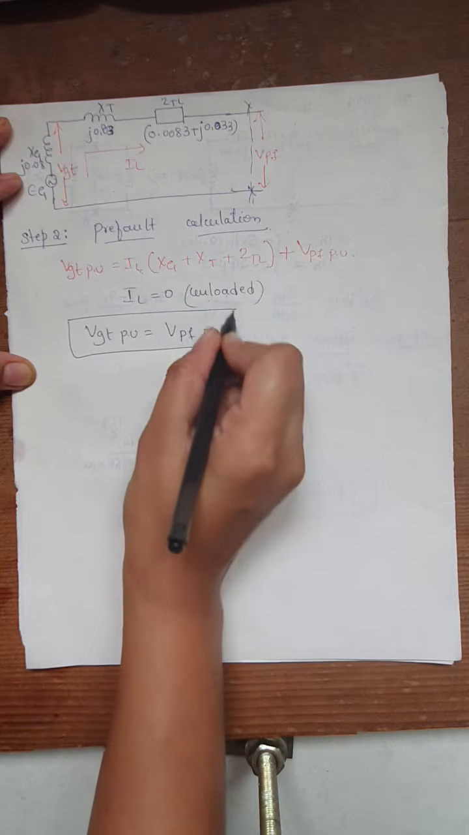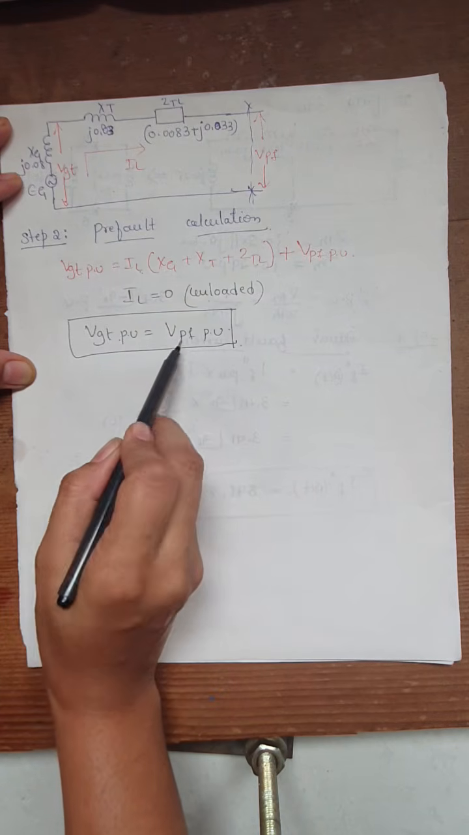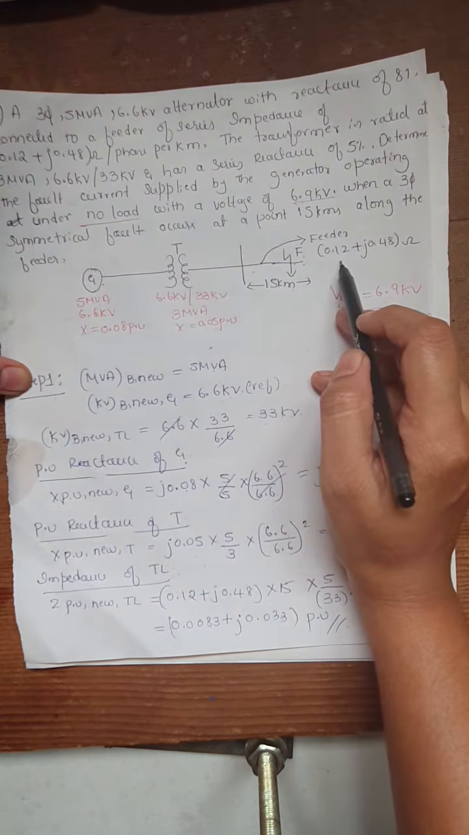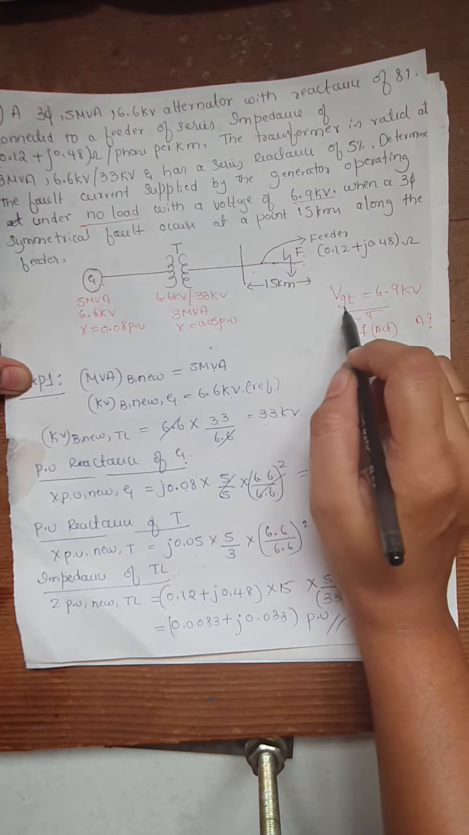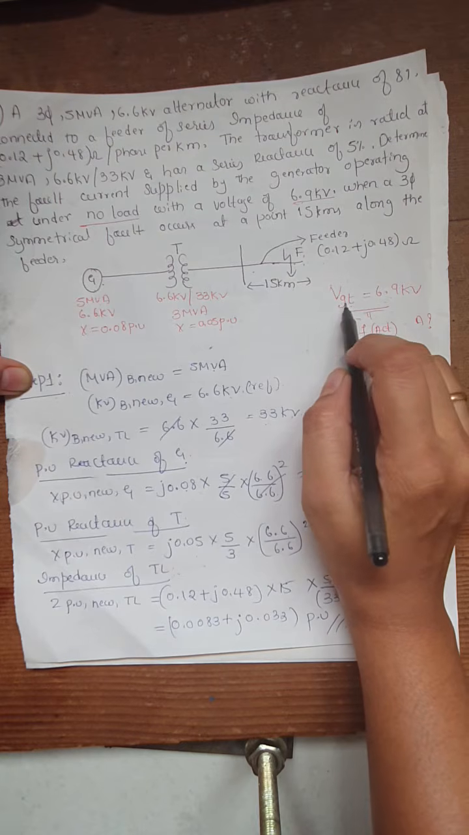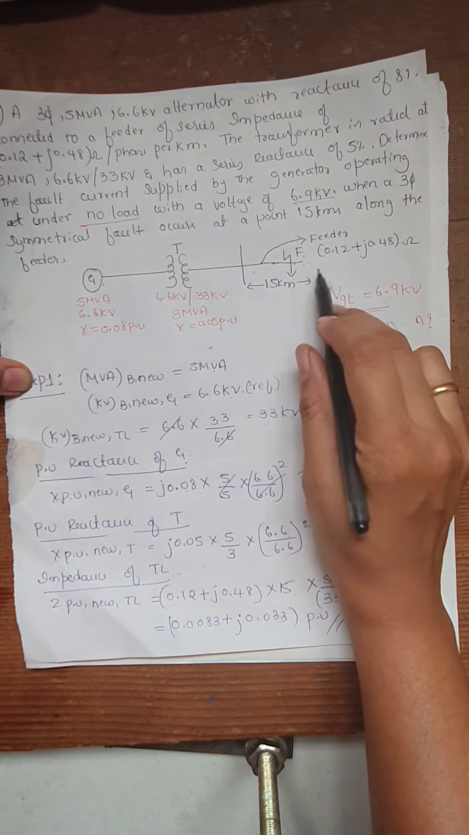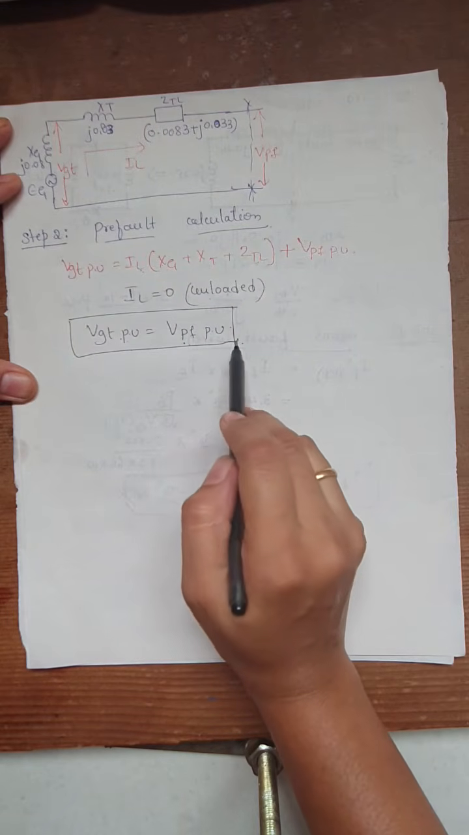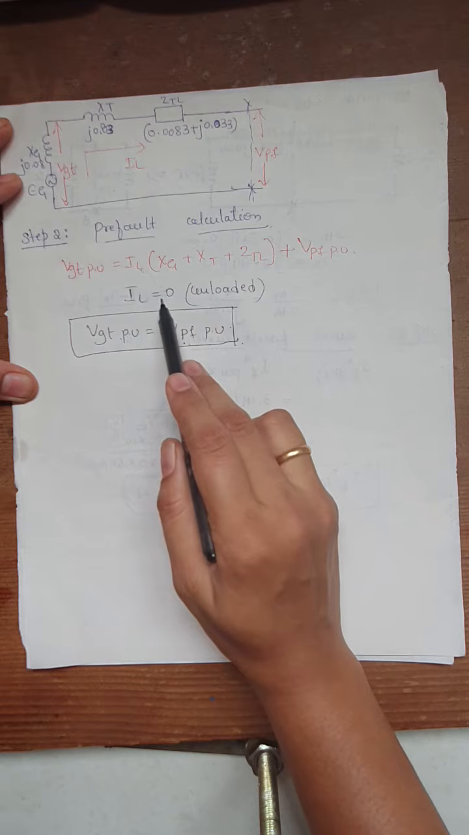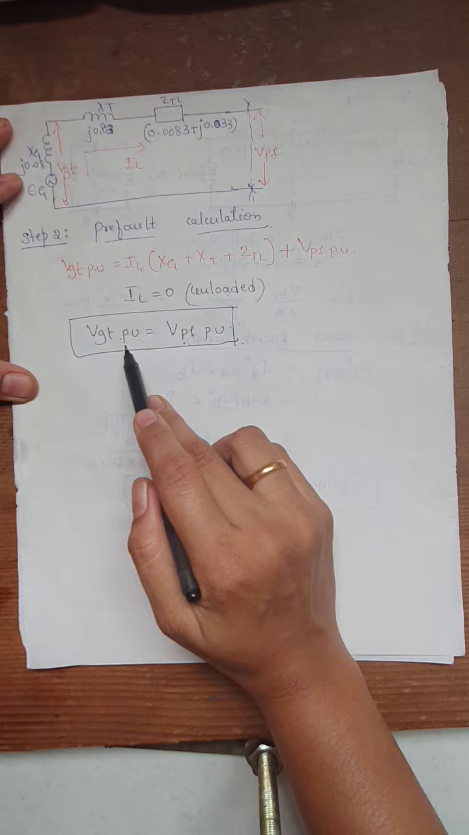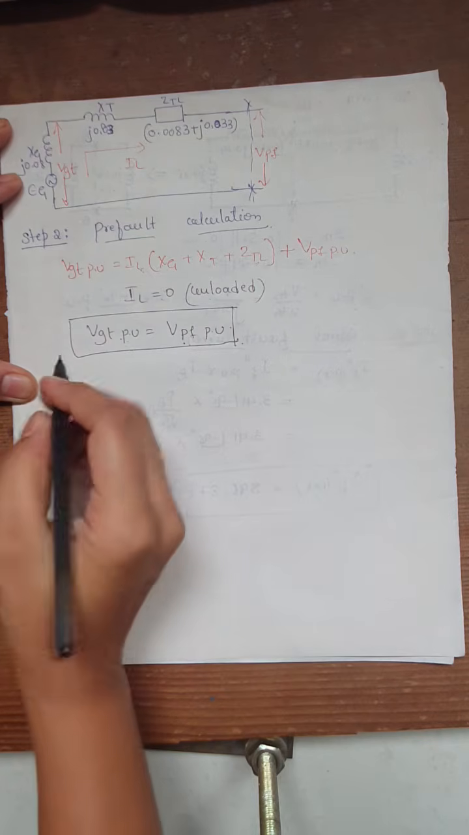Remember this, very important. We consider this condition when, in the problem, the transmission line or the feeder is not connected to any other component, and they have mentioned the terminal voltage of the generator. Then we consider VGT equal to the pre-fault voltage, because the load current is 0 and all the voltage drops across the reactances are 0. Now based on this we will write the formula for the pre-fault voltage.